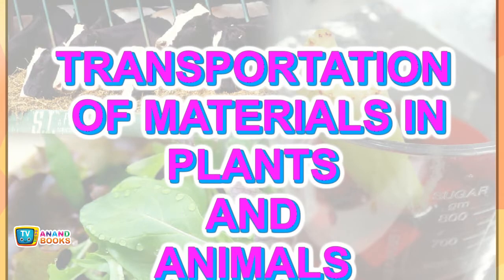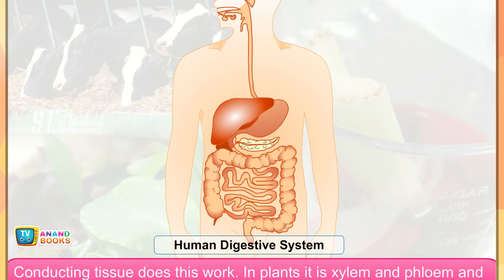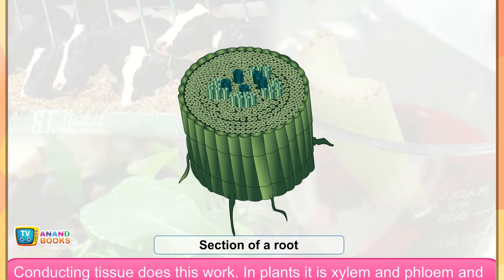Chapter 10. Transportation of materials in plants and animals. Introduction. Living organisms need various materials to survive. They have to take them in and remove the waste, harmful materials. Conducting tissue does this work. In plants, it is xylem and phloem. And in animals, it is the circulatory system, known as circulation and excretion.